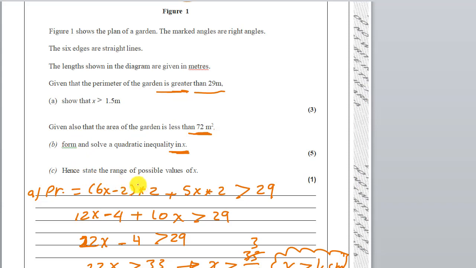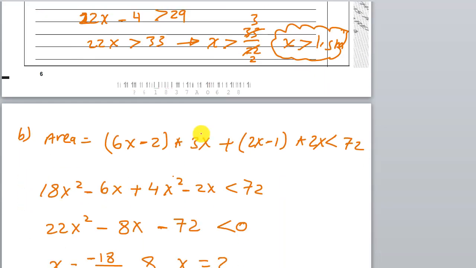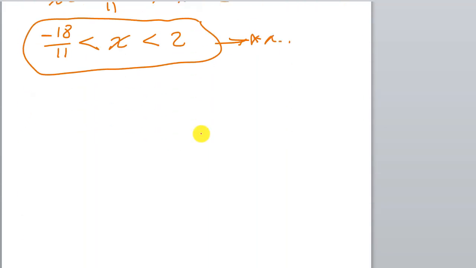Now, hence state the range of possible value of x. So he needs the possible value of x. To make the perimeter greater than 29, x is bigger than 1.5. And to make the area less than 72, the x must be less than what? Less than 2. So the possible range, this is C, the possible range for x bigger than 1.5.